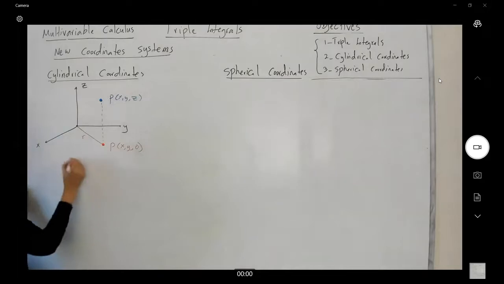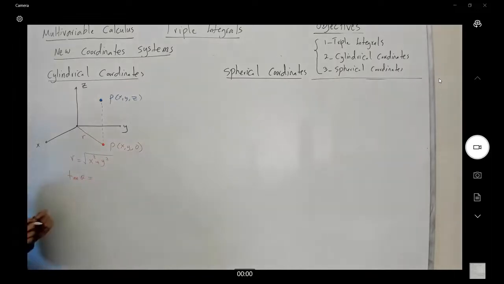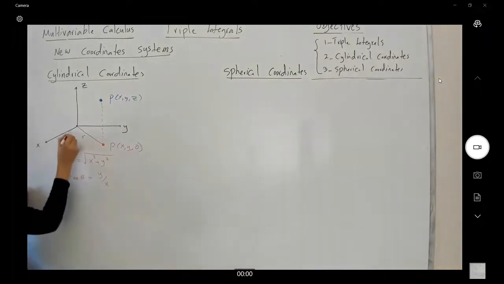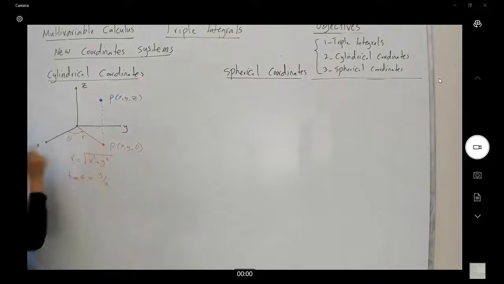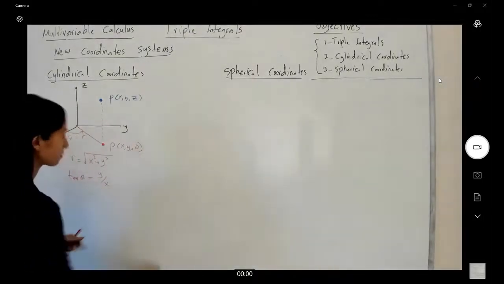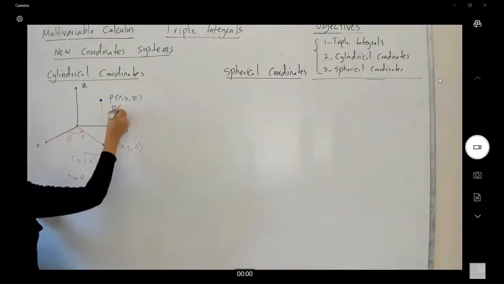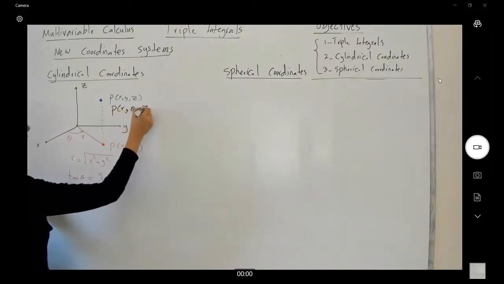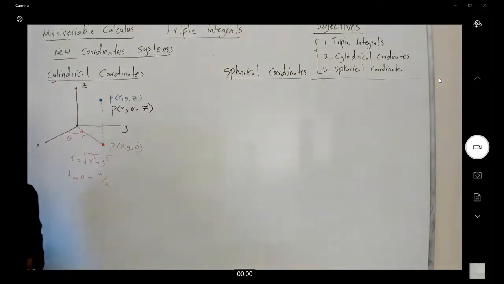This is your r. r is equal to the square root of x squared plus y squared, and theta can be written as inverse tangent of y over x, and it is actually the angle that the point makes with the positive part of the x-axis. So now you can rewrite your point in this new coordinate system as P of r cosine theta, r sine theta, or just r, theta, and z stays the same. We call this cylindrical coordinates.